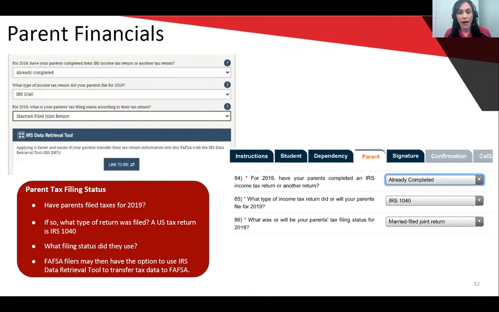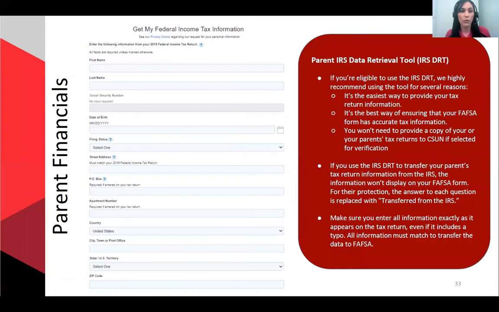For our FAFSA filers, we have referenced this a little bit during the presentation, but you do have the option to use the IRS data retrieval tool, which would officially transfer the tax information over from the IRS. We will look at this a little bit more closely in the next slide, but do be aware in this section, you will have the option to link to the IRS. So if we want to go ahead and go to the next slide, we will go a little bit more into detail once you choose the link to the IRS option for our FAFSA filers.